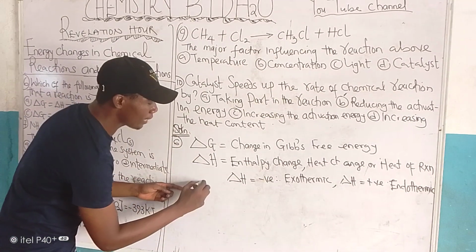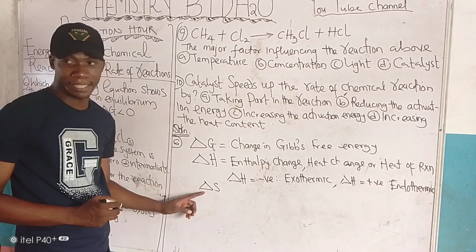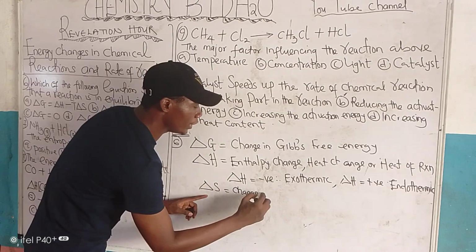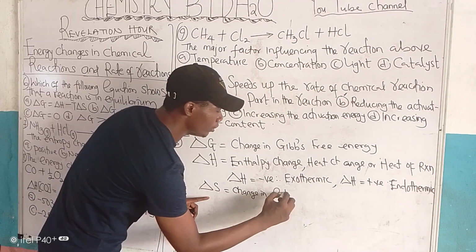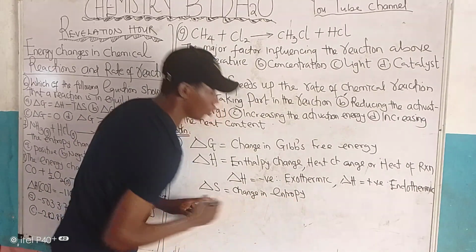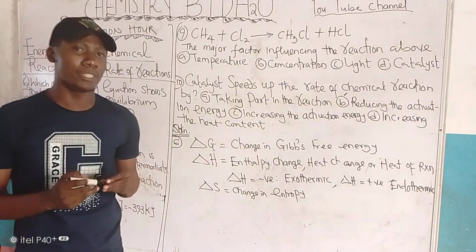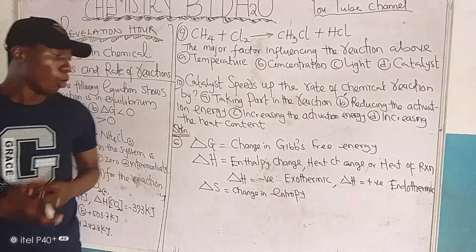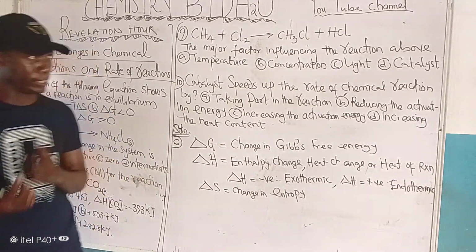Again, we have another symbol here, which is delta S. This one is called change in entropy. What does the word entropy mean? Entropy means the amount or degree of disorderliness or randomness of a system.